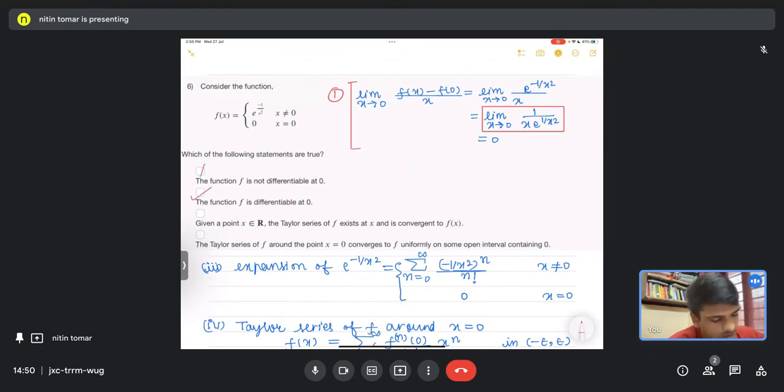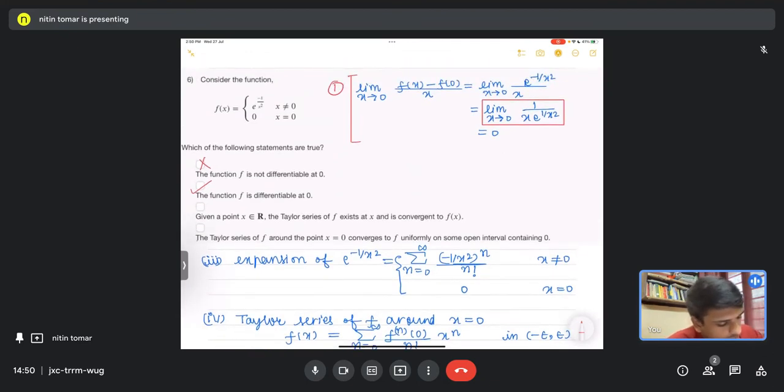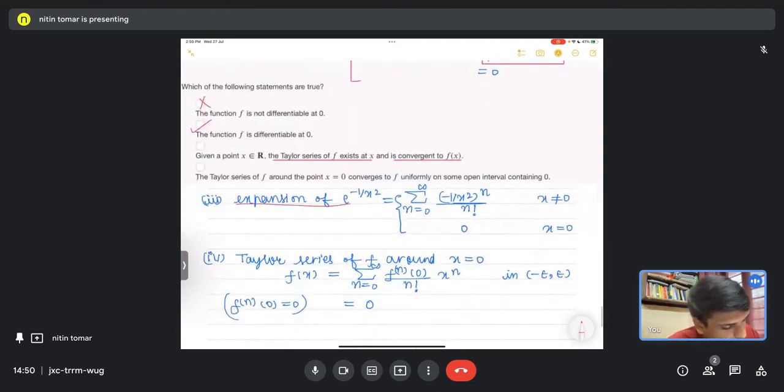So the first option is wrong, the second is correct. And for the third part, it says f has a Taylor series at x and it converges to f of x. So for that we will use the Taylor series of the exponential function. Okay, what is the Taylor series of the exponential function? It is e to the x equals the summation of x to the n by n factorial, n goes from 0 to infinity. So if you replace x by minus 1 by x squared, you will have this when x is not equal to 0, and when x is 0, we'll have 0. So at any point it has a Taylor series which converges to f of x.